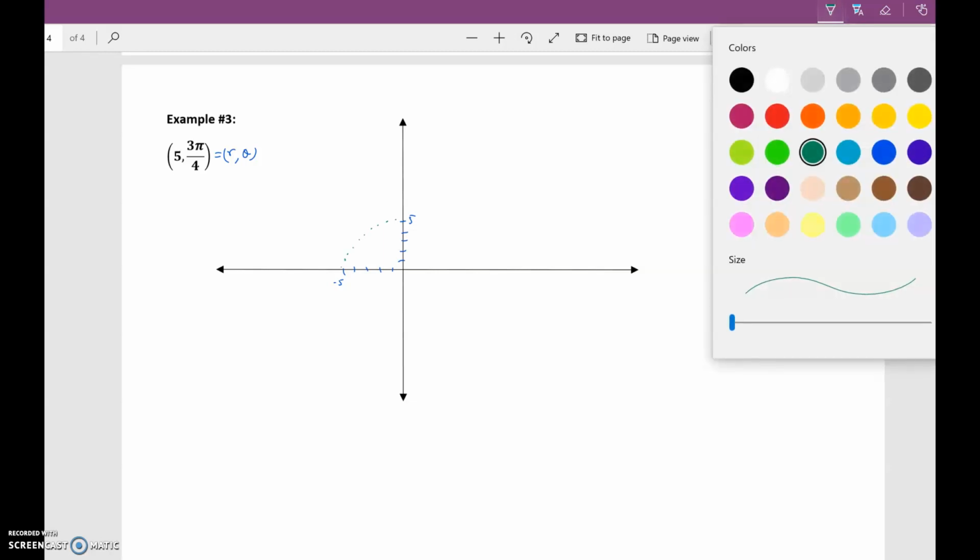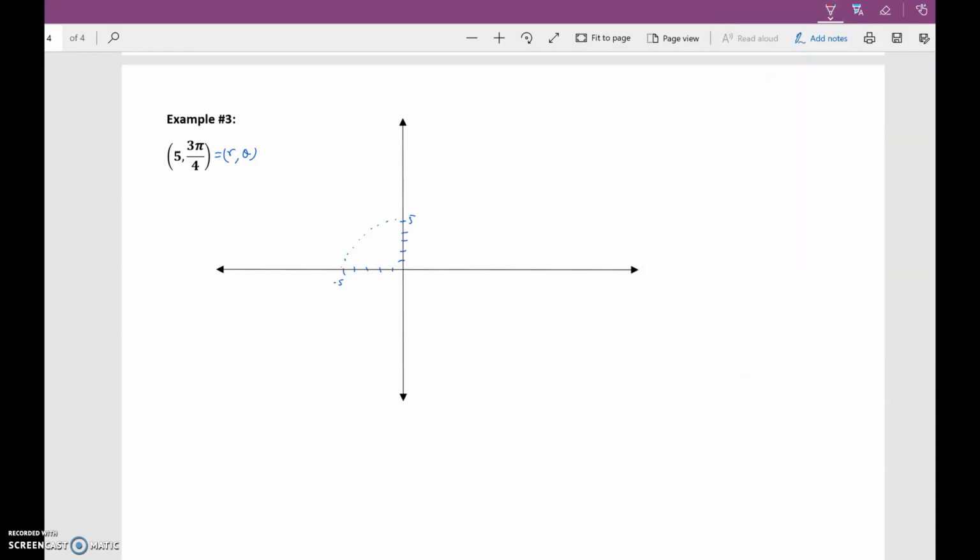And I'm just going to put a portion of the circle, definitely not to scale. And then the coordinate point is at 3 pi over 4, so technically at about here. So that's your coordinate point. This represents, in terms of r comma theta, the actual value of 5 comma 3 pi over 4.